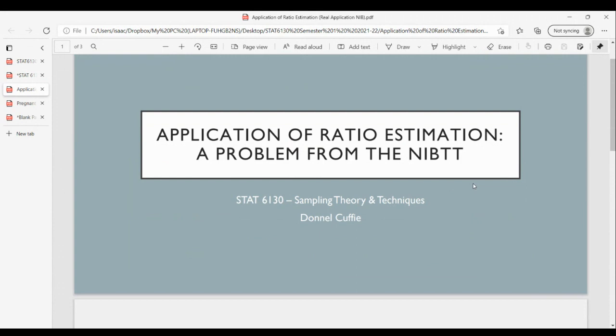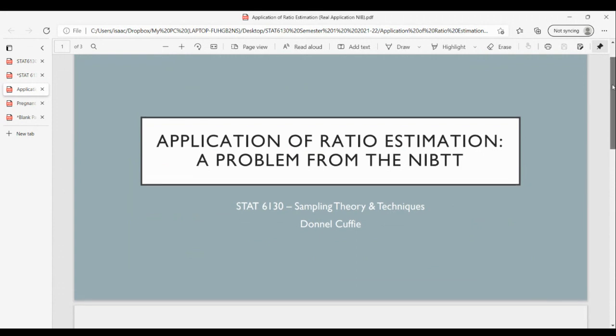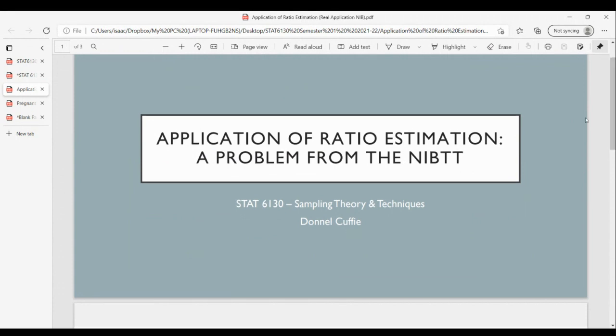Okay, good afternoon, everyone. All right, so while preparing for coursework one, reviewing the material on ratio estimation, it occurred to me that we could probably try and use this method to solve a long-lasting problem at the NIB. So probably go to the other slide, Dr. Diaz.